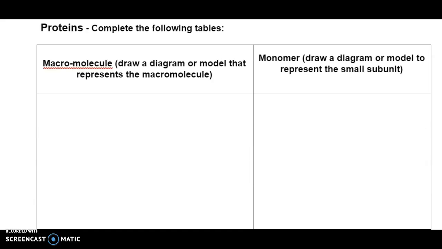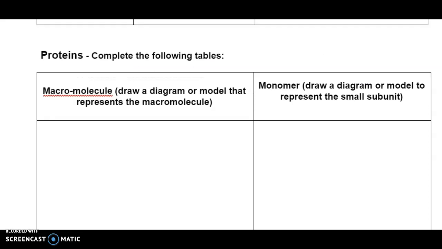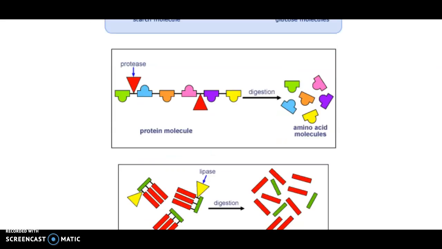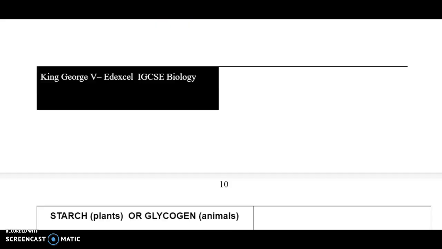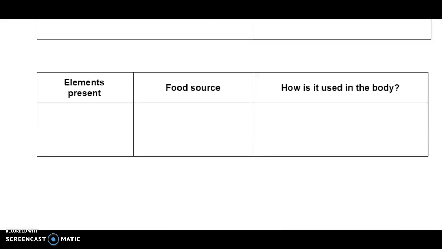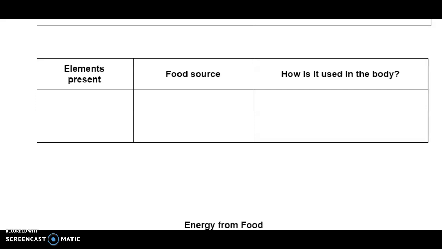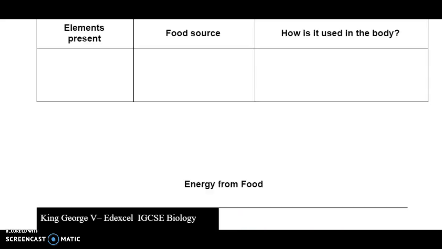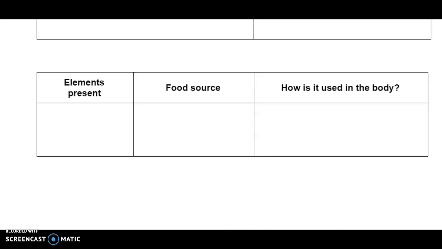And then do the same for proteins. So what are proteins made from? If we had lots of proteins together, what would that look like? What would one by themselves look like? So maybe you want to have a look at some of these diagrams here. If that's a protein molecule, that's an amino acid molecule. Maybe use some of those diagrams to help you. Okay, and then do the same for the lipids. What elements are in there? What food source? And how is it used by the body? Then you don't need to do anything else at the moment on this work booklet.